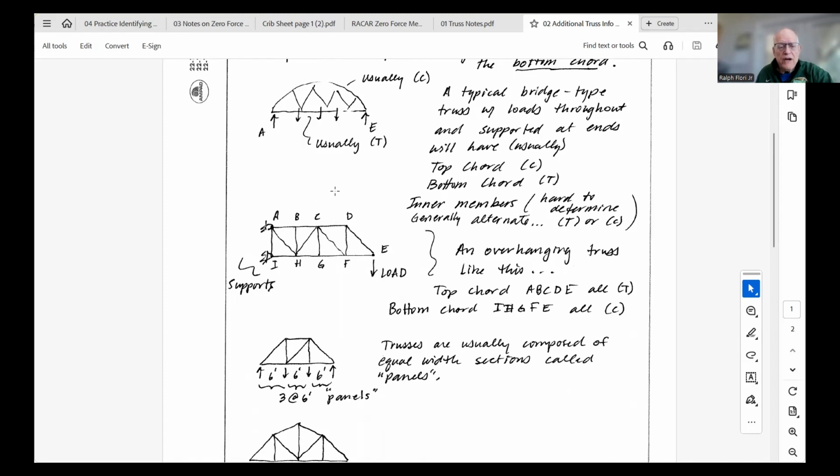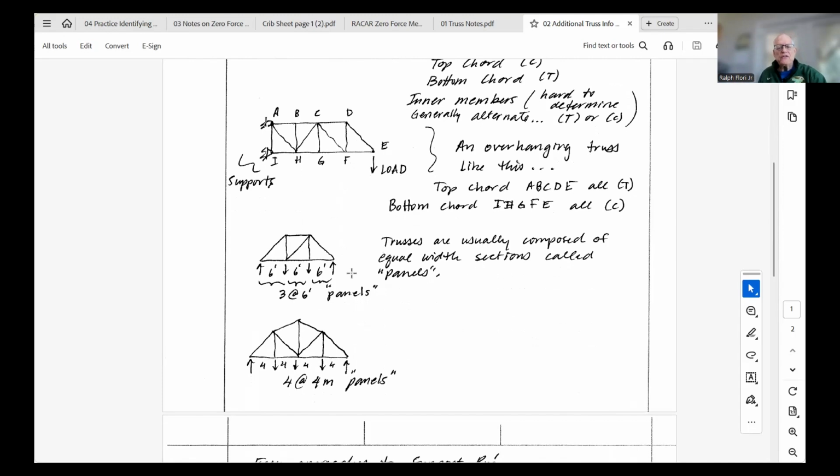And so there's some questions on your test that will ask you, is this member in tension or compression? Well, you may be able to just tell by looking at it whether that guy's in tension or compression. Now, you may go ahead and analyze the truss, but if you've got two ways to get the same answer, it helps you and it gives you a way to check what you're doing.